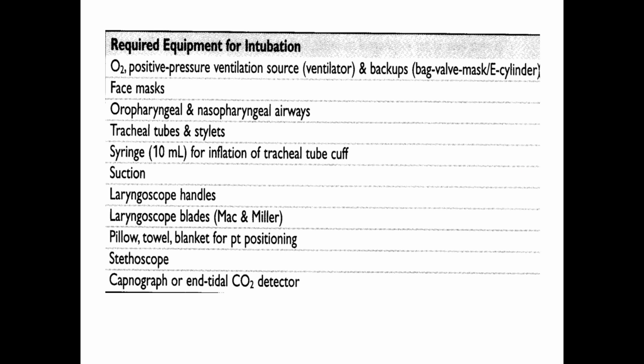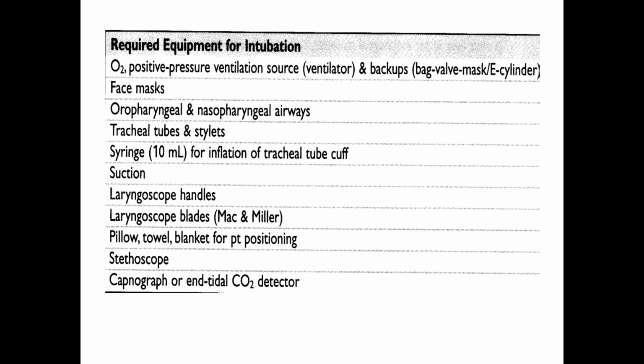What are the instruments required for intubation? You want to do intubation. What do you need? You need a source of oxygen. You need a means for positive pressure ventilation, or an ambu bag. You need a proper face mask. You need different sizes of oropharyngeal and nasopharyngeal airways, and different endotracheal tube sizes. Usually we have the proper size for the patient and one size smaller, one size larger. We need a syringe to inflate the cuff. Suction apparatus, sure.